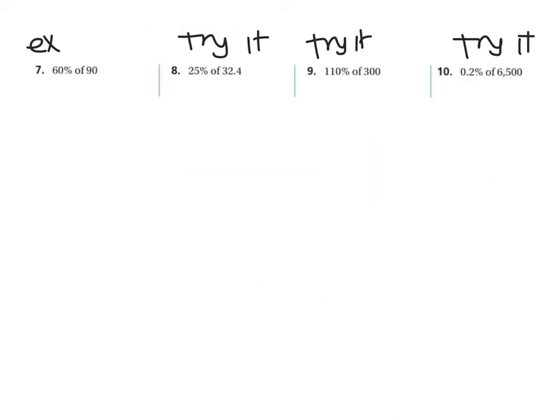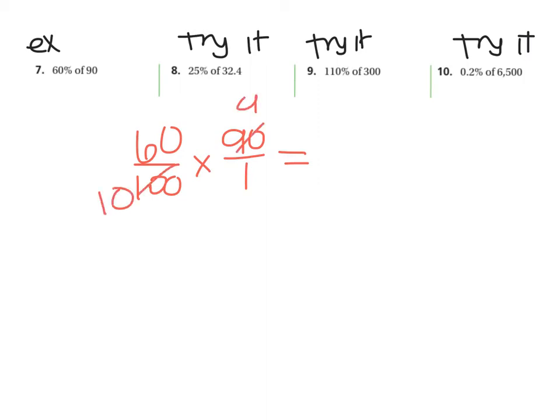Alright. So now, like I said at the beginning of the video, I want you to practice, practice, practice. That's the best way to do this. So I'm going to take 60%. I'm going to do this one right here. Take 60 and write it over 100. Of means multiply 90 over 1. Can I cross cancel? I can. 9 and 10. And then I'm going to multiply 60 times 9.